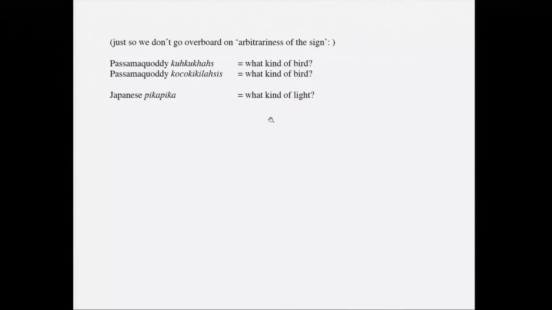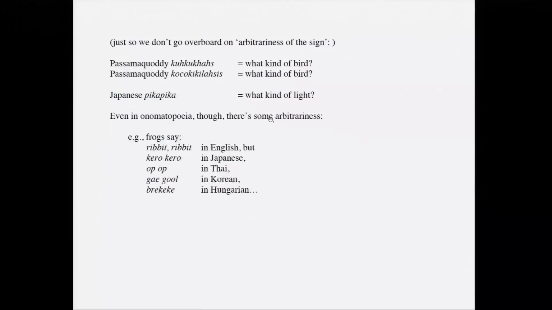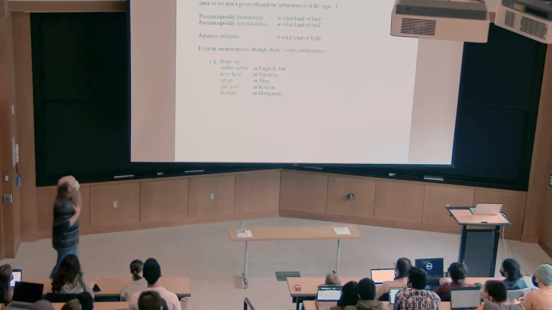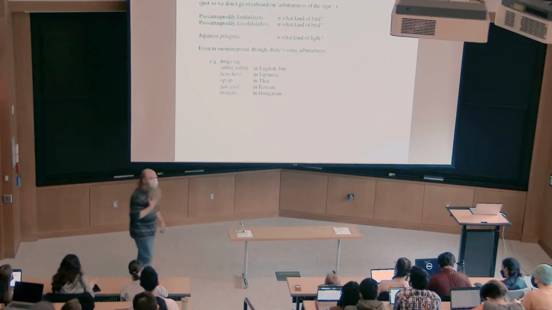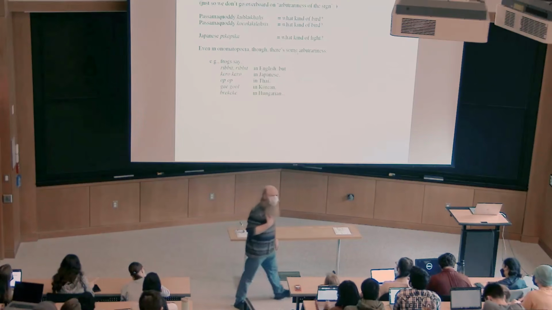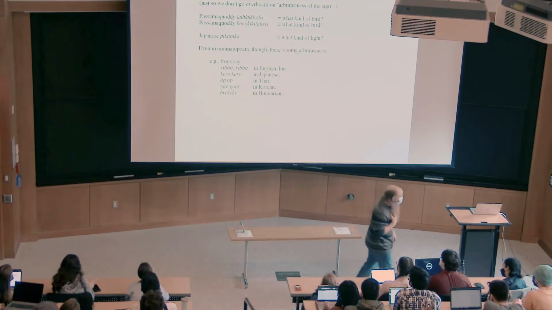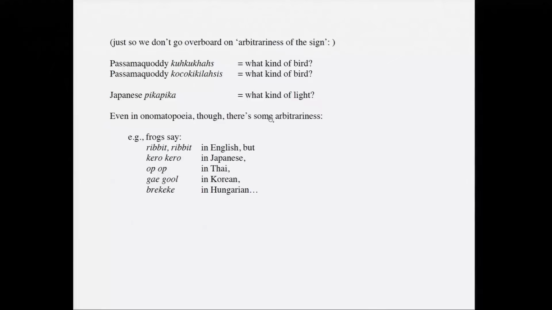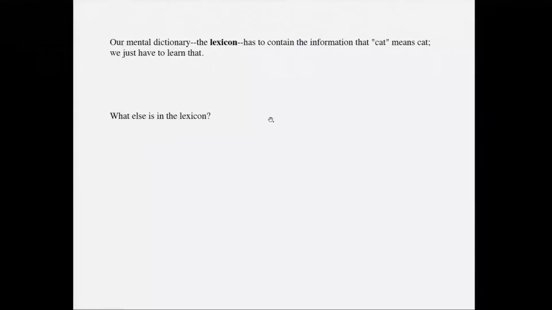In English, we call cats cats, but in Japanese, they're neko, and they have other names in other languages. Even in cases of onomatopoeia, these Passamaquoddy words are onomatopoeic. They are names for things that are named after the sounds that they make. But take something like a frog. There are onomatopoeic words for what frogs say in different languages, and they're pretty strikingly different from language to language. Everybody seems to be able to hear something different in the call of a frog.